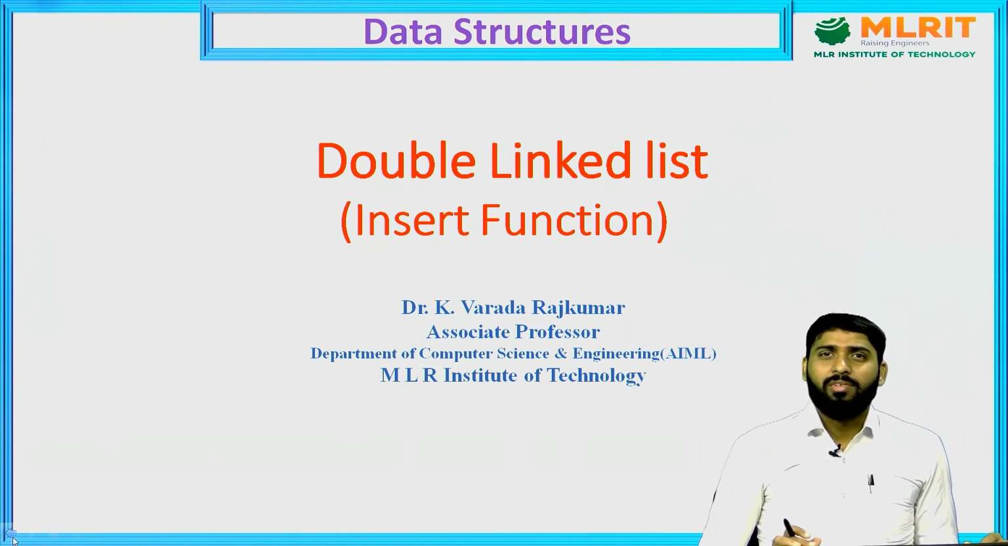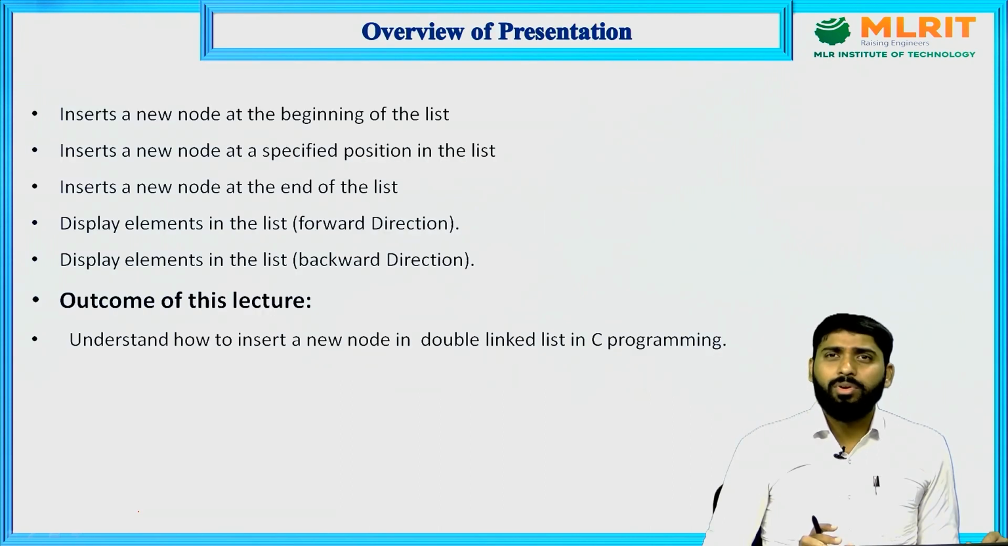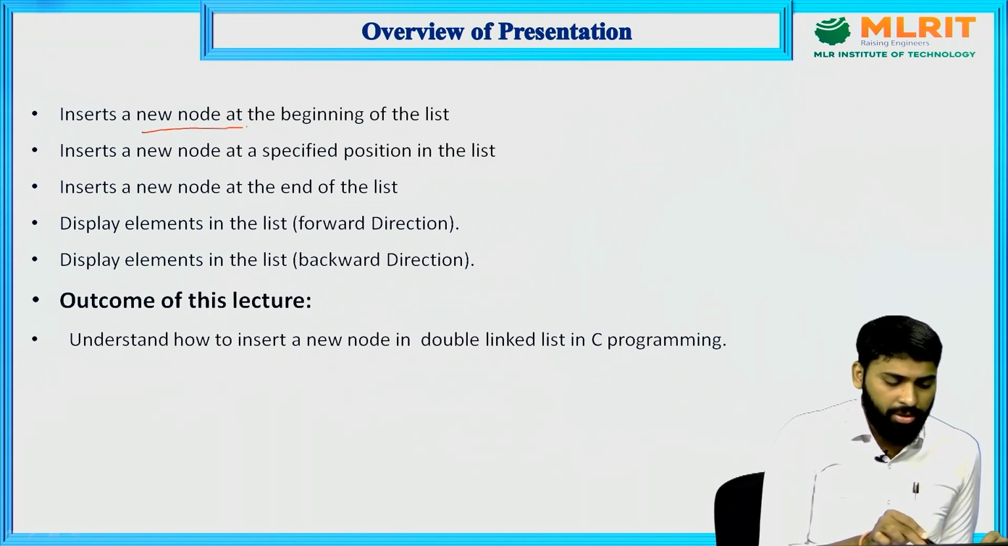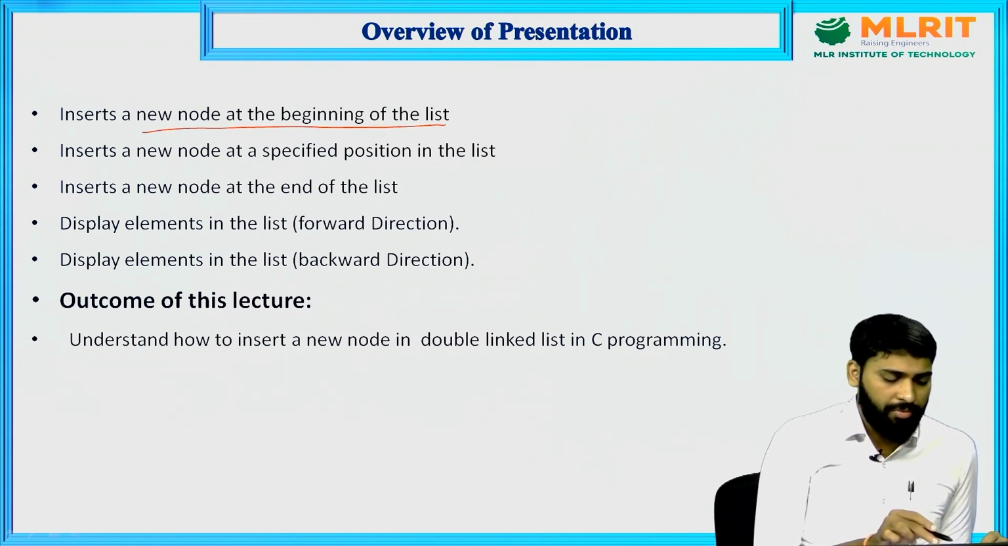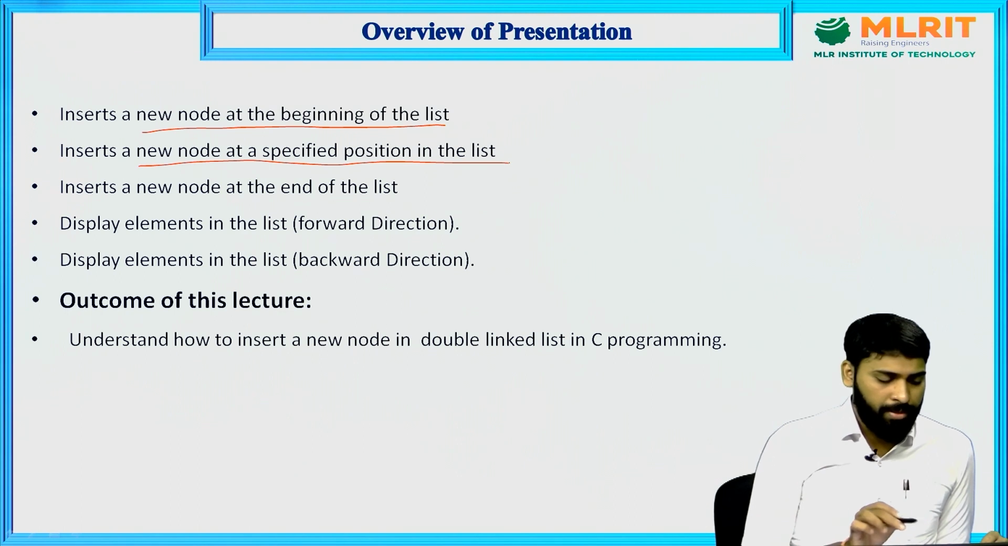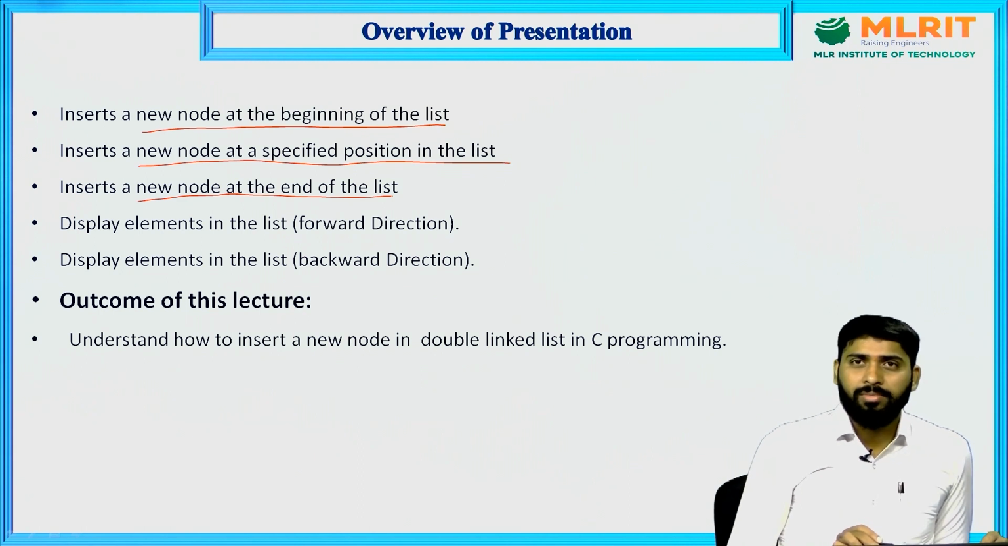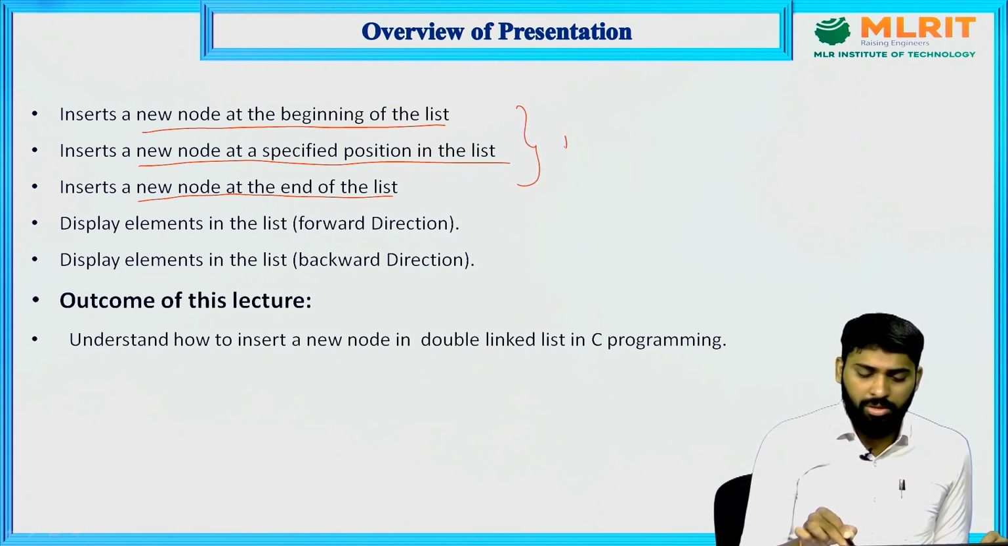In previous class, we learned about what is double linked list and how to create node in double linked list. In this class, we are going to learn about how to insert new node in double linked list. So overview of today's class. First we are going to learn how to insert new node at the beginning of the list. After that, insert a new node at specified position in the list. Then we learn about insert a new node at the end of the list. So these three belong to insert function.